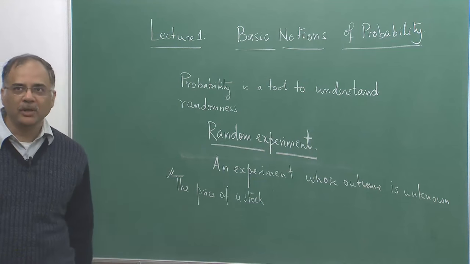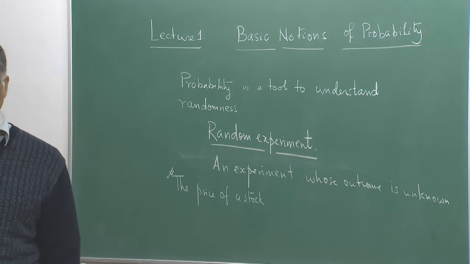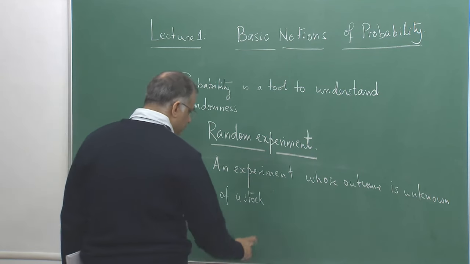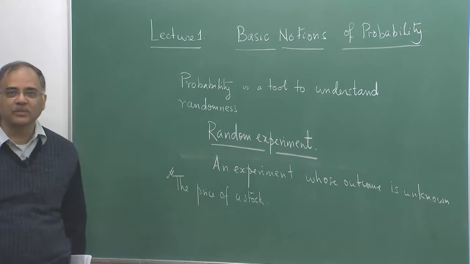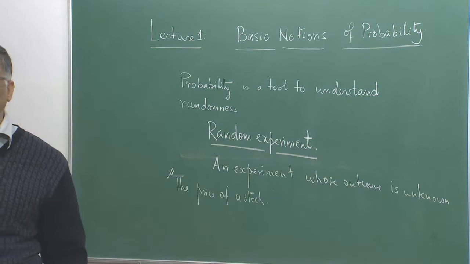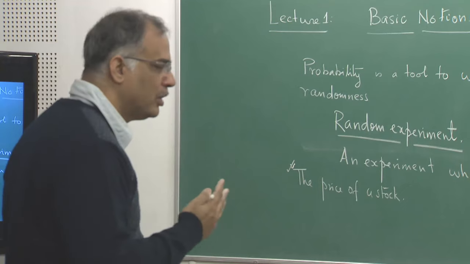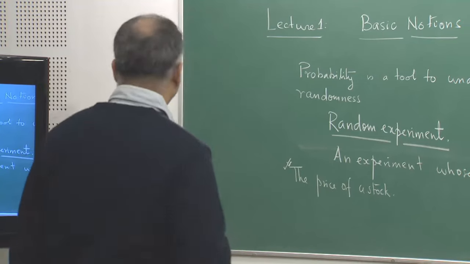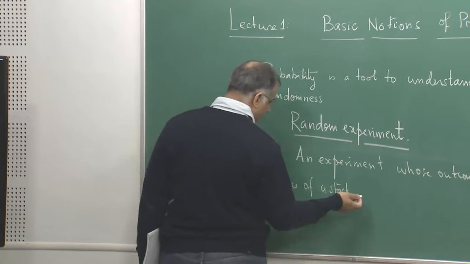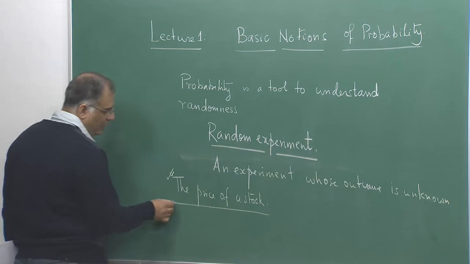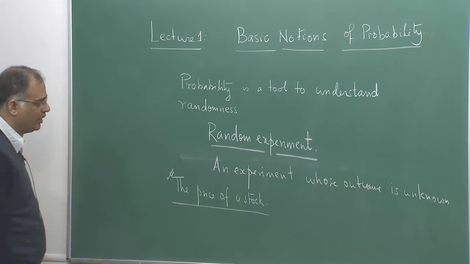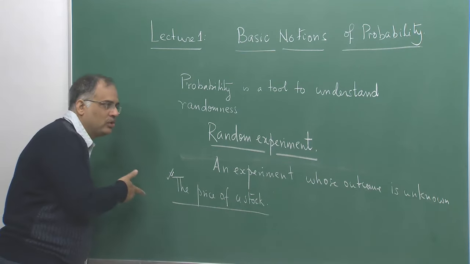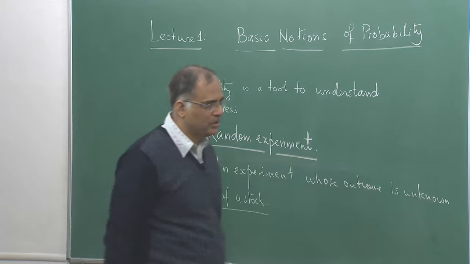Suppose I am just looking at the price of a stock every day. I will not get the same price, and I do not know what the next day's price is. Possibly there is a price range within which it will vary, but I cannot predict beforehand exactly what the next day's price will be. So the price of a stock in the stock market is a form of random experiment if I want to look at it like that. It is a random quantity and hence has to be guided by the laws of probability, which we will soon start talking about.